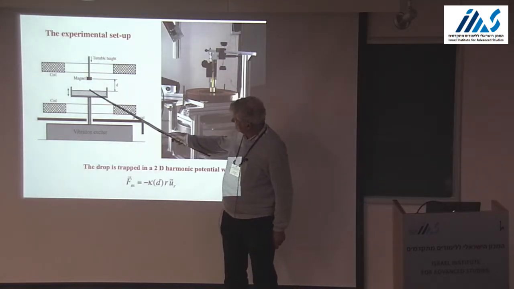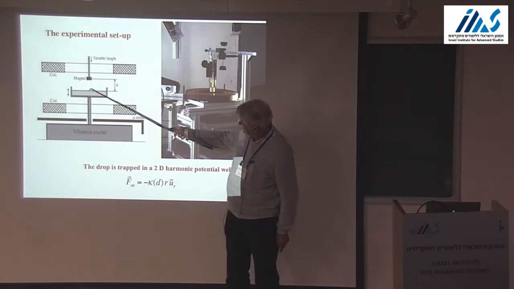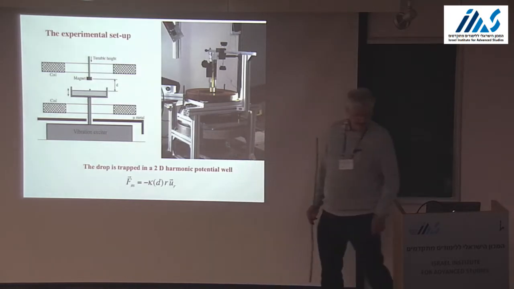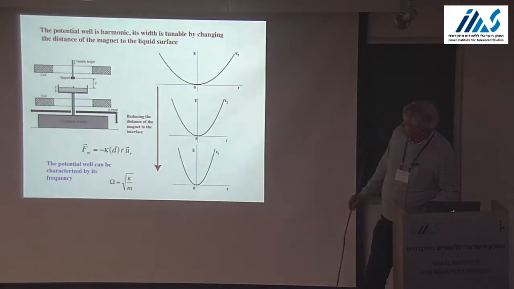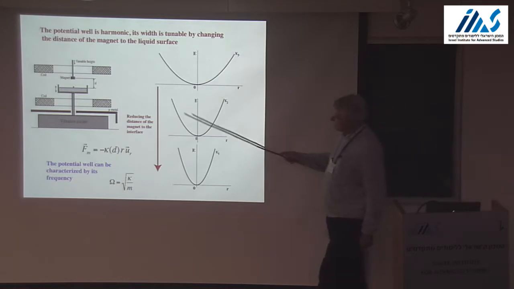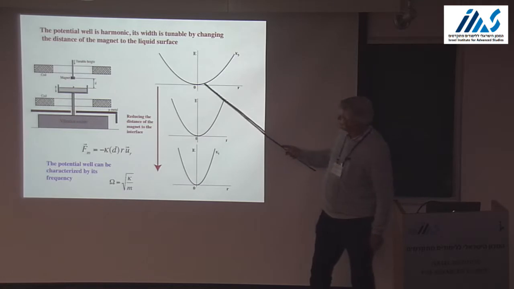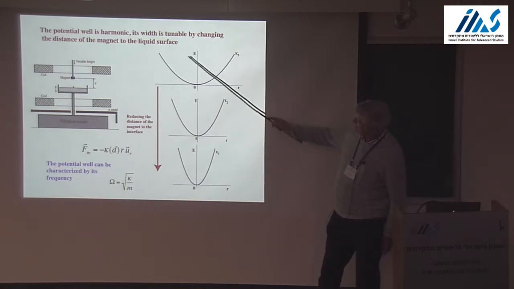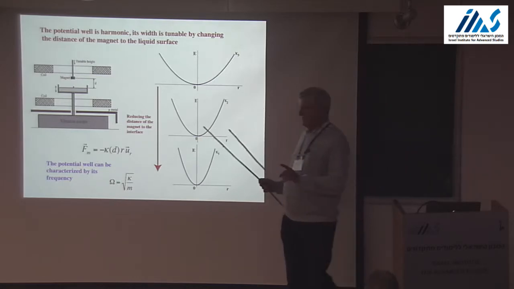So this is the way this experiment is implemented. This is a vibrated bar. This is a small drop. There is a magnet here, and the height of this magnet can be tuned, and this changes the profile of the magnetic field. So why do we do that? Depending on the height of the magnet, the potential in which the drop will move can be either wide or narrow. And this is what we are going to study, to tune.